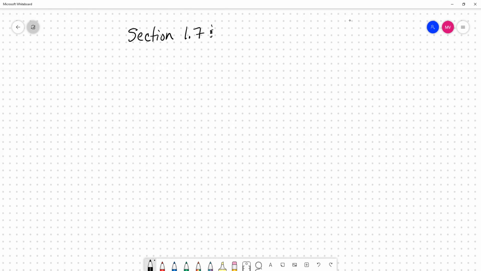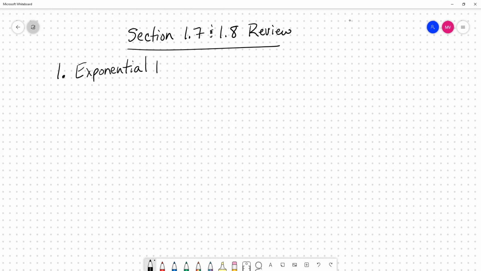Section 1.7 and 1.8 review. This is for the quiz tomorrow, Tuesday, the 12th of October. All right, so for section 1, they're asking you to write the exponential form for each. And you've been given it in a couple of different ways. You've been given it written out like a standard, and then you've also been given it in actual written form.